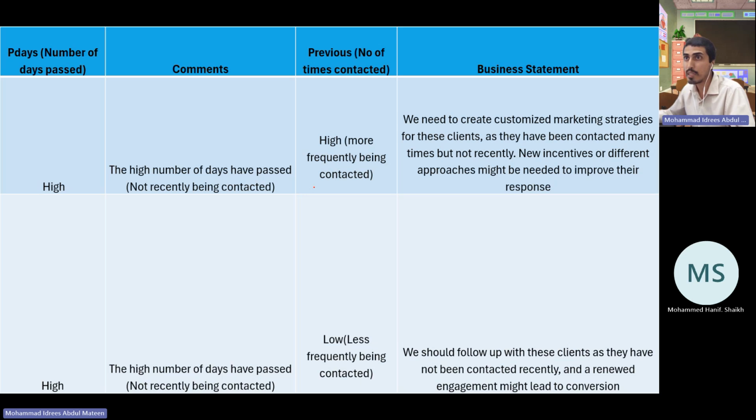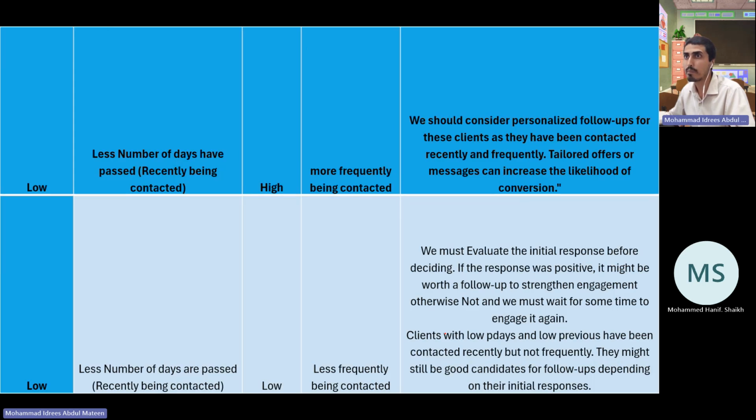If pdays is higher, and the number of days passed is high, they have not been recently contacted, while the number of times contacted is low. So the business statement for us is that we should follow up with these clients as they have not been contacted recently, and renewed engagement might lead to a conversation. They are maybe interested in that. And the same goes for the low and high also.